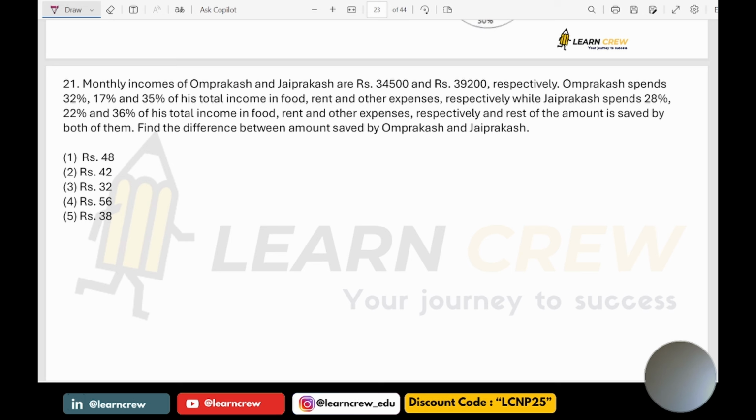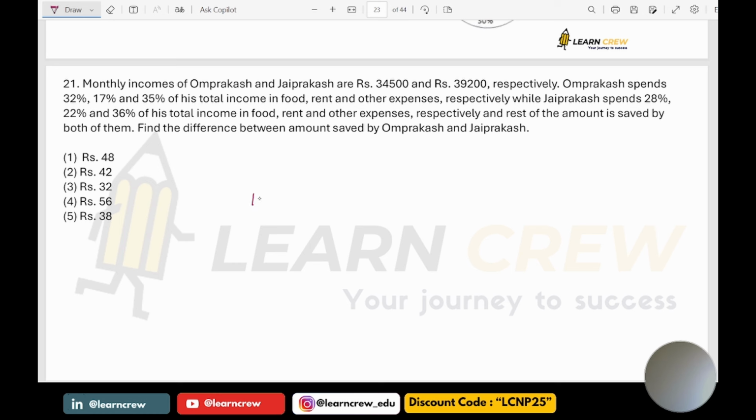Om Prakash spends 32%, 17% and 35% of his total income on food, rent and other expenses respectively, while Jai Prakash spends 28%, 22% and 36% of his total income on food, rent and other expenses respectively, and the rest of the amount is saved by both of them. So thereby, 17 plus 35 is 52, 52 plus 32 is 84%, he is spending.